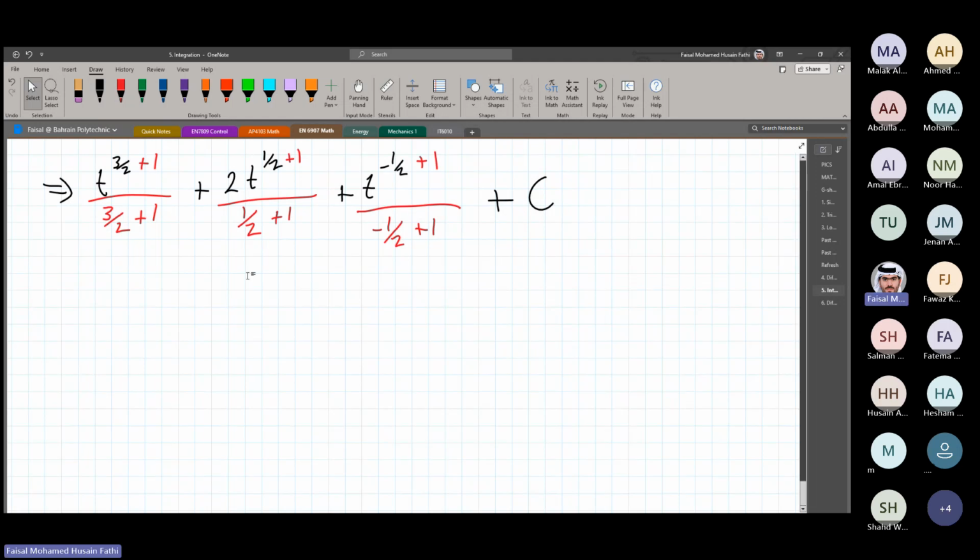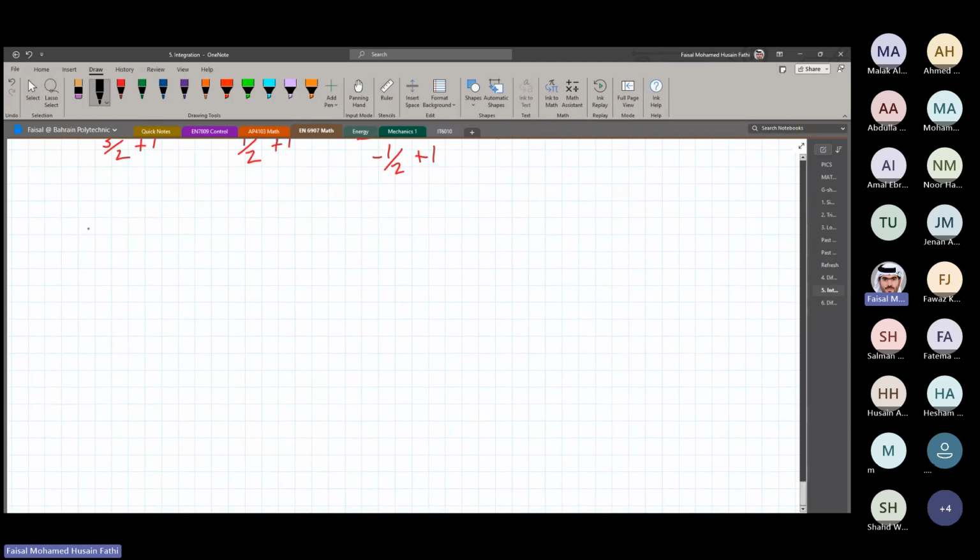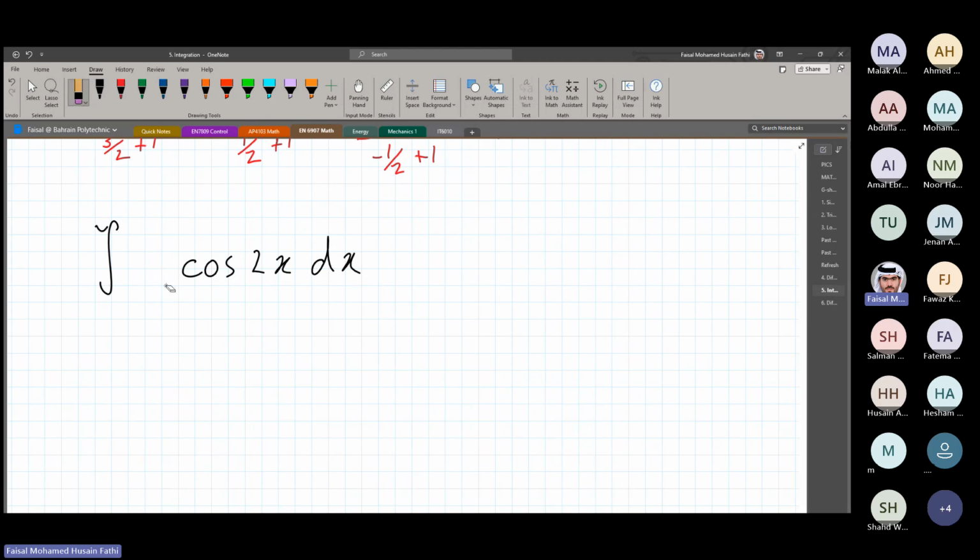Let me think of one with sine or cosine. Let's do something simple. Let's do the integration of 5 cosine 2x dx. Again, same thing, same rules that we did before. If it makes it easier, you can always just take the 5 and put it outside, but it's the exact same thing. Then it's a constant. It does not affect it as long as you're multiplying.